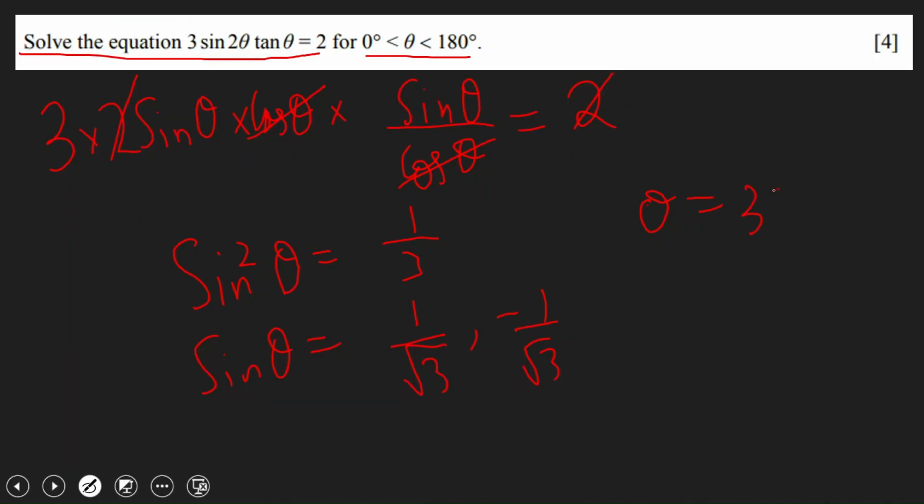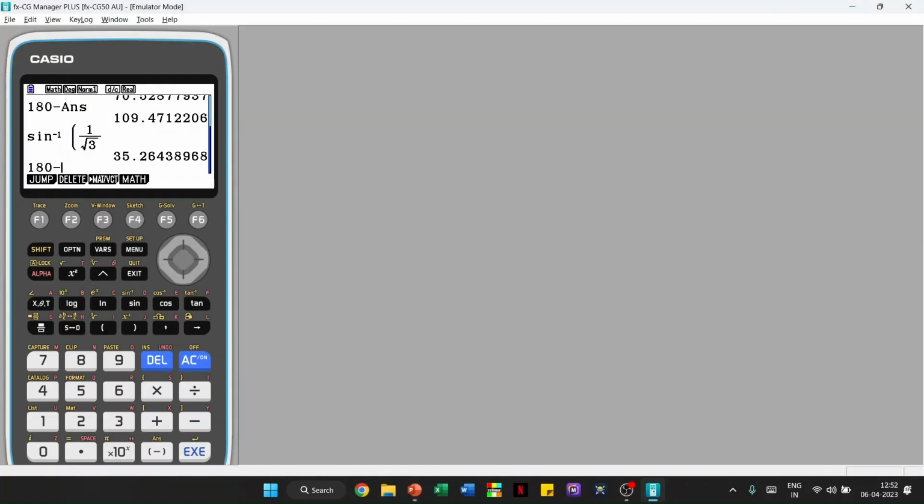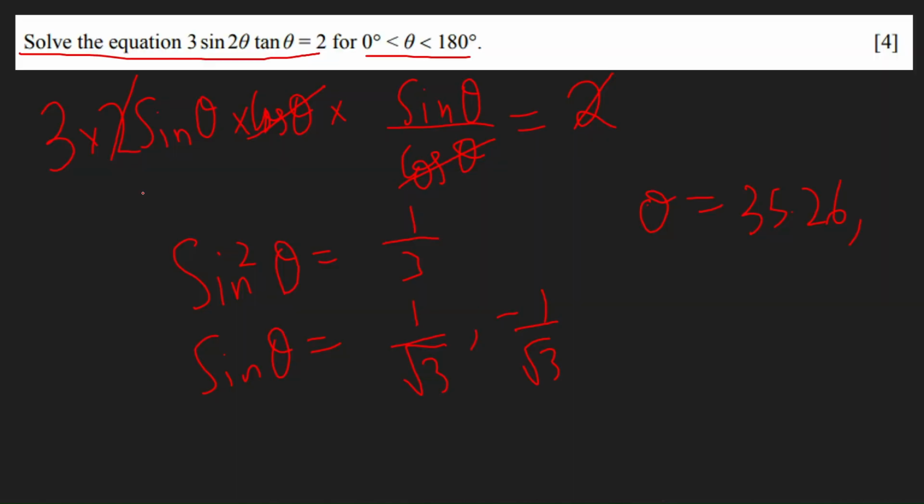So this is going to be 35.26. Now we notice that theta is positive, so sine theta is going to be in the first quadrant and the second quadrant. The second quadrant is going to be 180 minus theta, which we can use. So I'm going to write that over here, 180 minus theta, which is going to be 144.74.